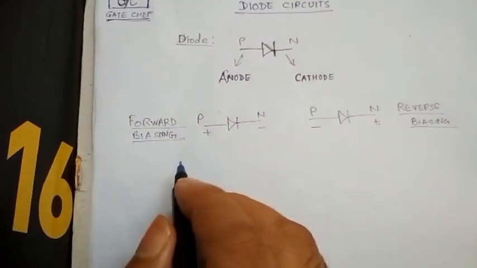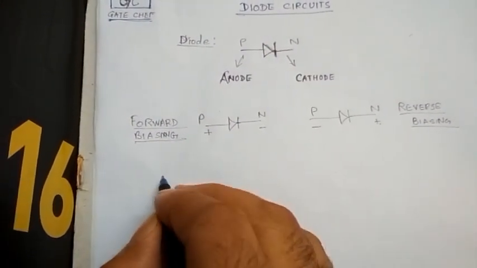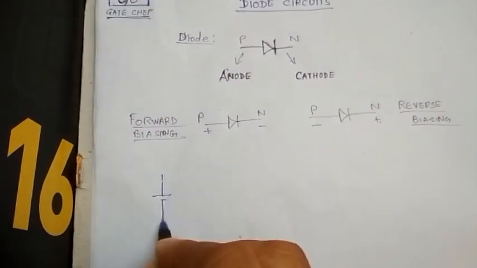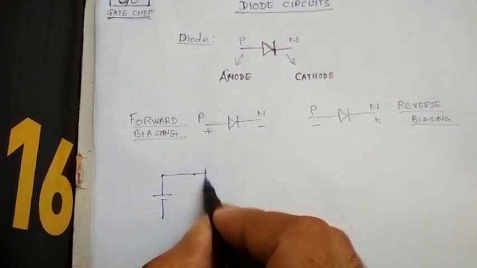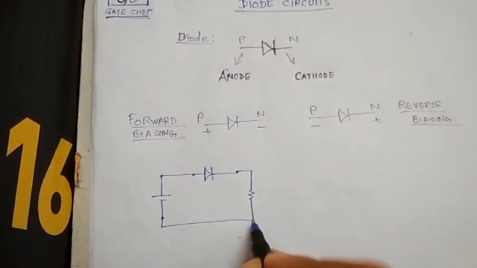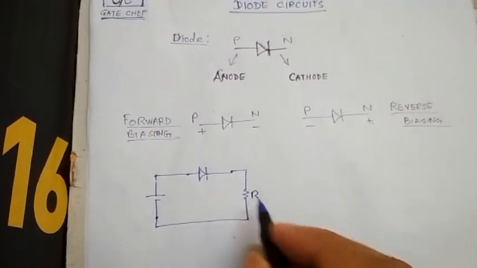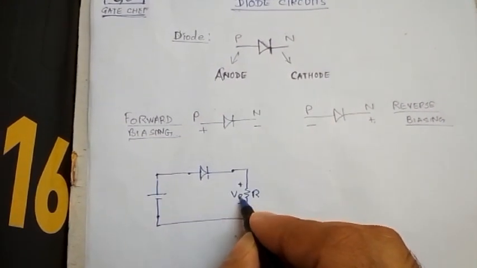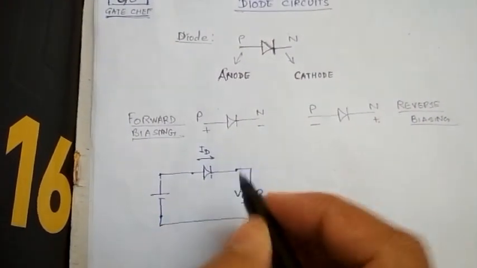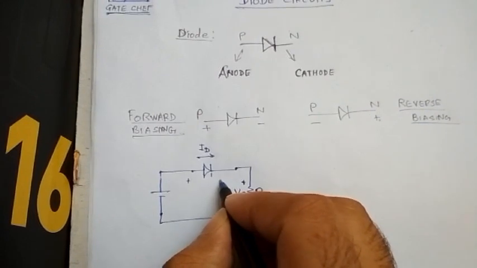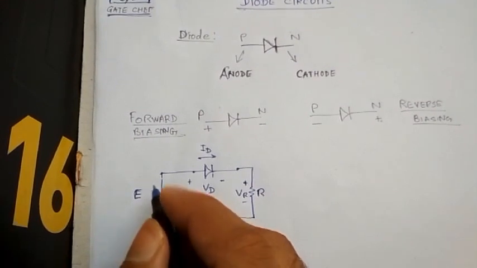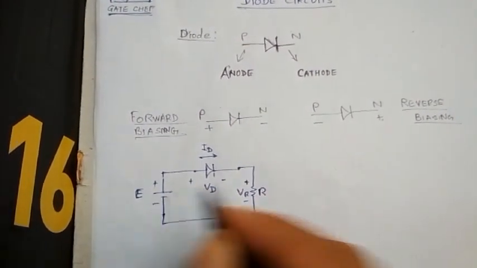Now we take the help of a circuit to understand the current-voltage characteristics of a diode properly. This is R, the resistance, and the voltage drop across it is VR, and this is ID, the current through the diode, and the voltage drop across the diode is taken as VD, and the voltage supplied by the source is E.